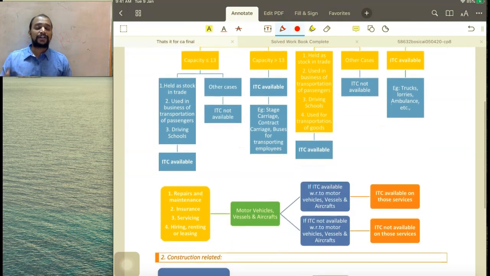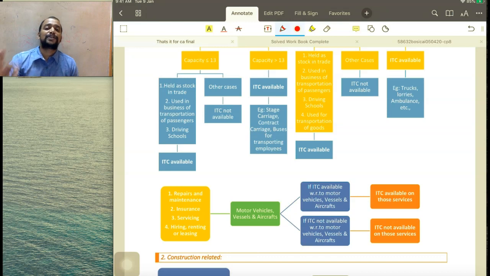Now, in continuation to that, services in relation to motor vehicles. What are the services? We have 4 services here. In relation to motor vehicles, we are receiving 4 services. What are those 4 services? Number 1, repair and maintenance service. Number 2, insurance service. Number 3, authorized service station services, that is when you give it for servicing to the dealer. Number 4, hiring, renting and leasing of motor vehicles.